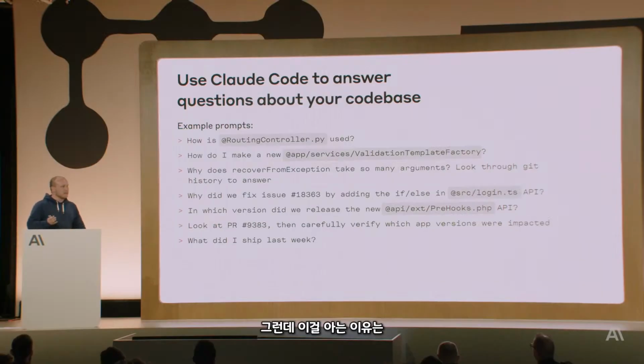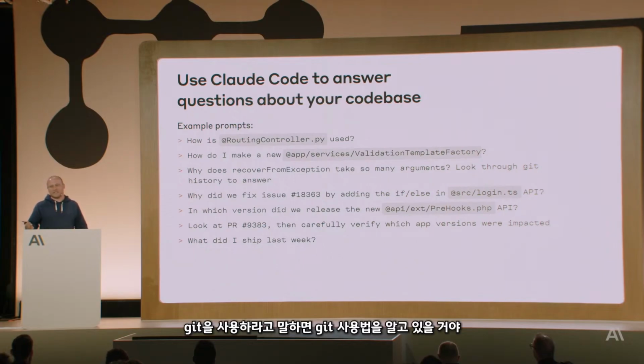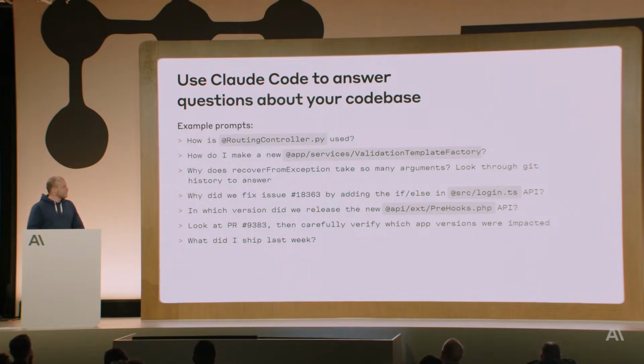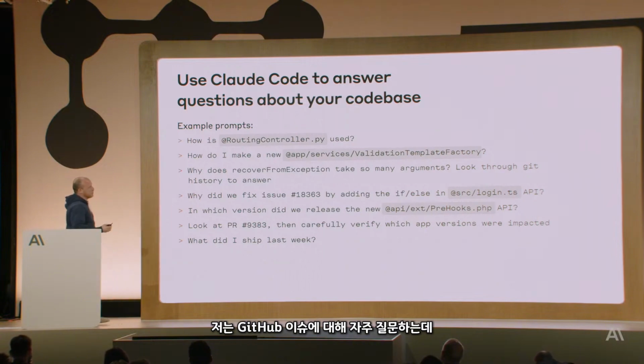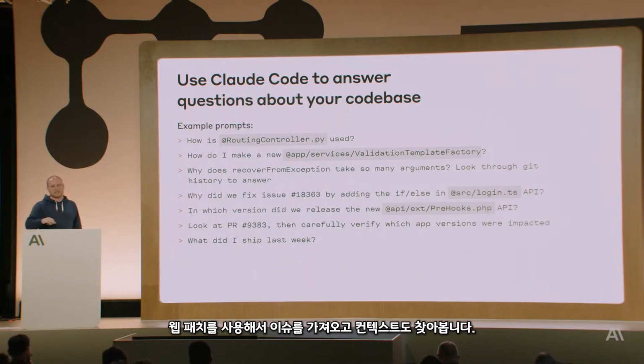The reason it knows, by the way, is not because we prompted it to. There's nothing in the system prompt about looking through Git history. It knows it because the model is awesome. And if you tell it to use Git, it'll know how to use Git. So we're lucky to be building on such a good model. I often ask about GitHub issues. So it can use web fetch, and it can fetch issues and look up context on issues too, and this is pretty awesome.